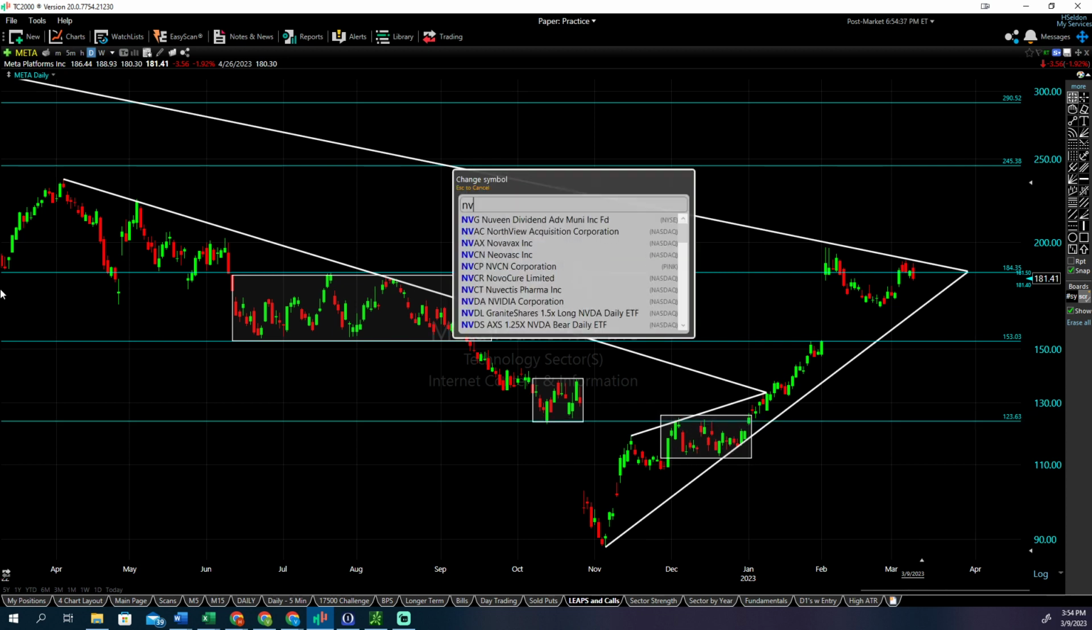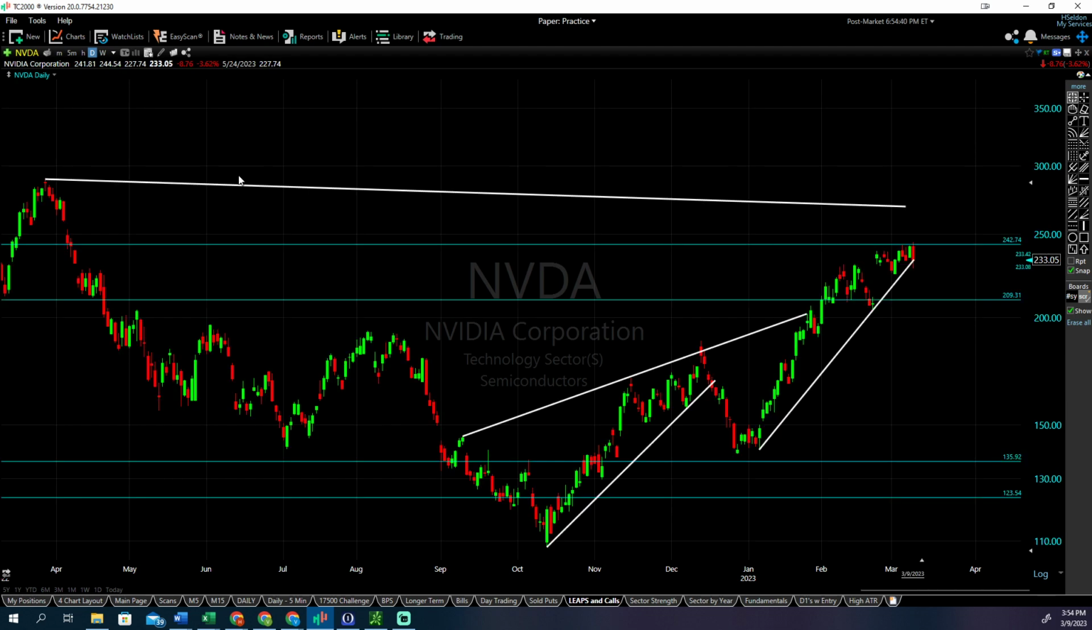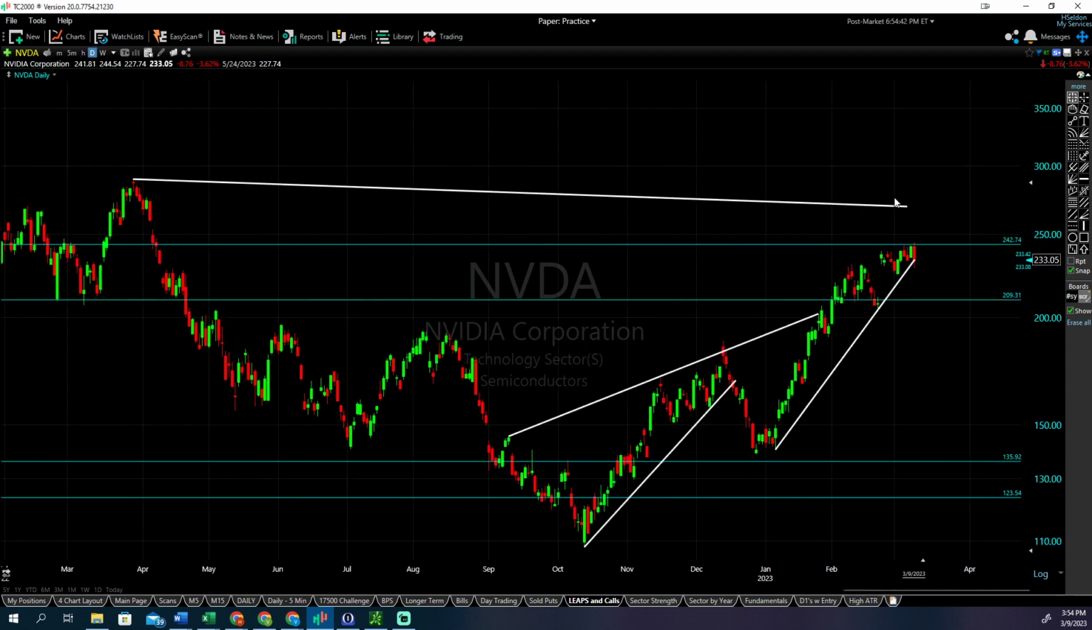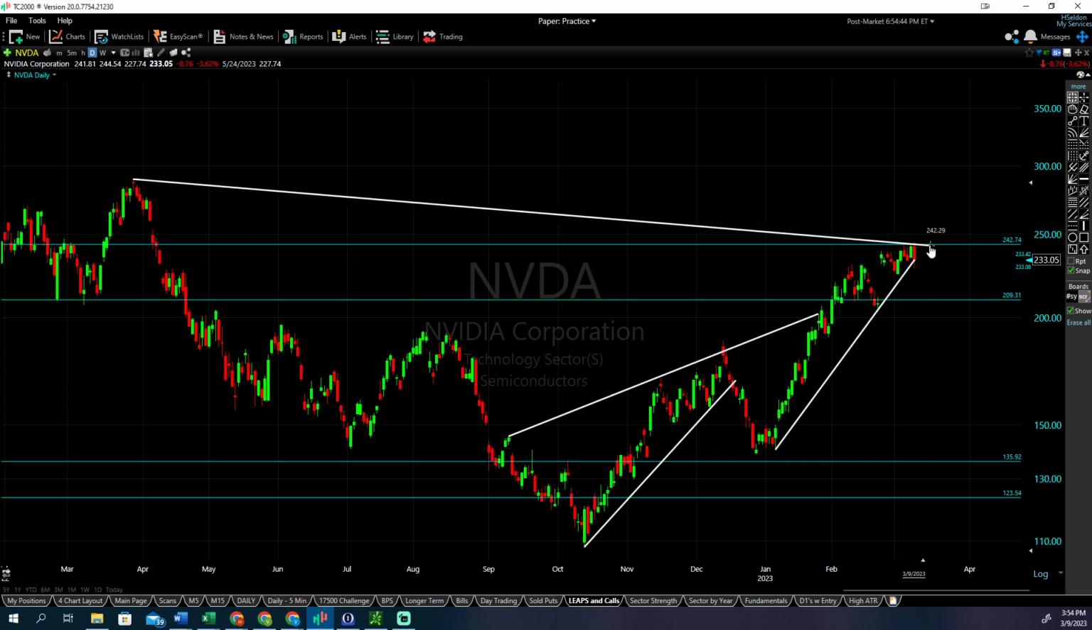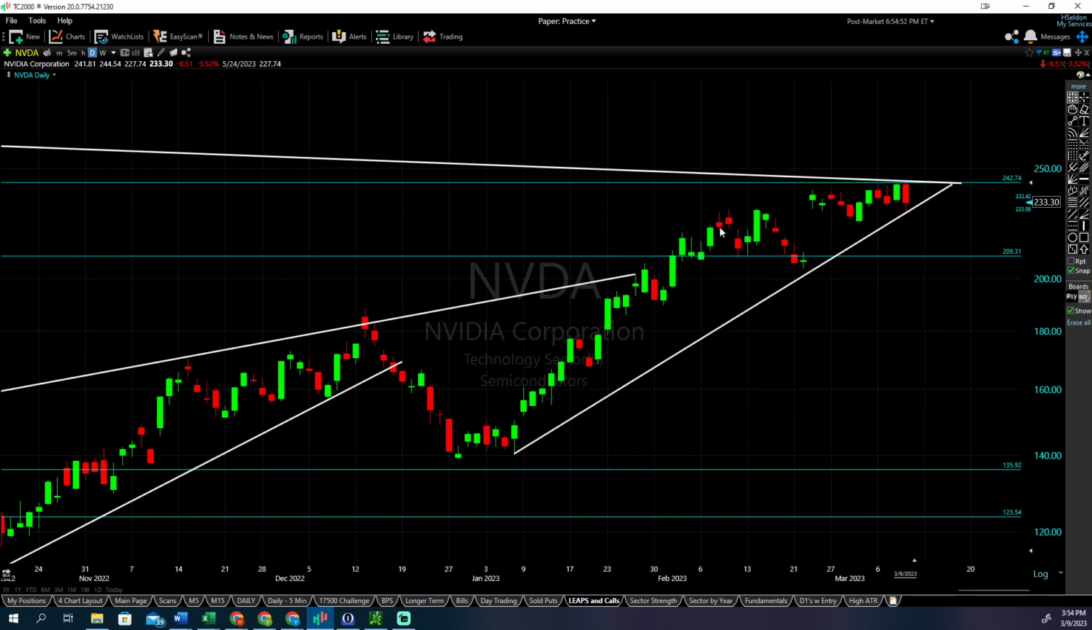If you look at NVIDIA right now, once again, NVIDIA is actually pretty well trapped here in this. Like, where is it going to go? You just put an alert there, and you put an alert there. It's got to break one way or the other. You just don't know when, do you?